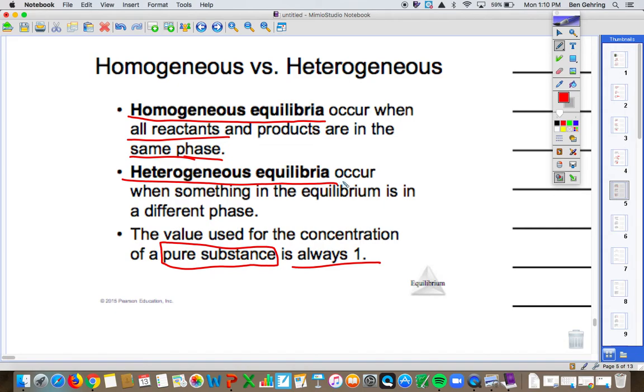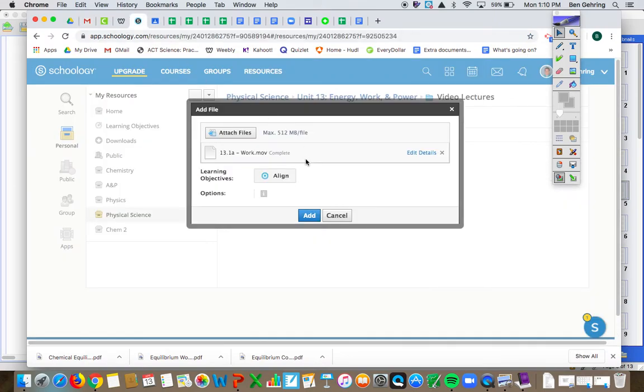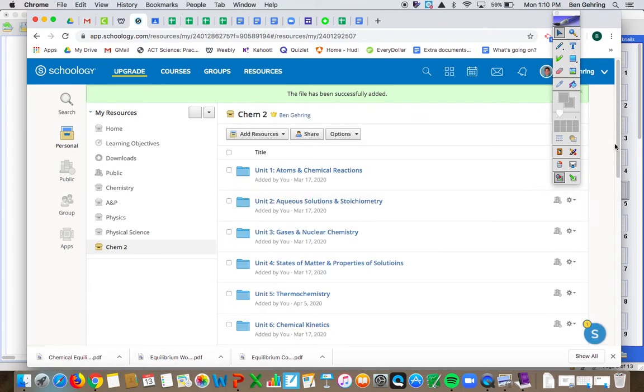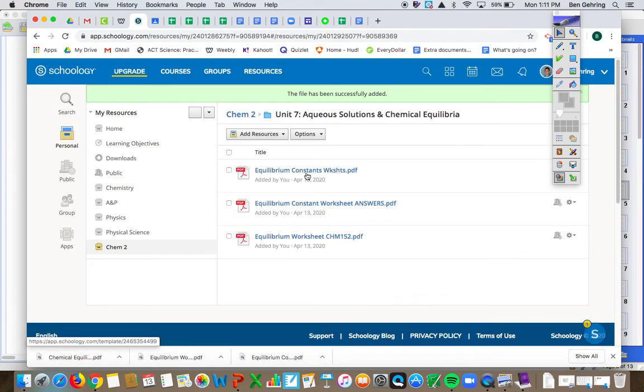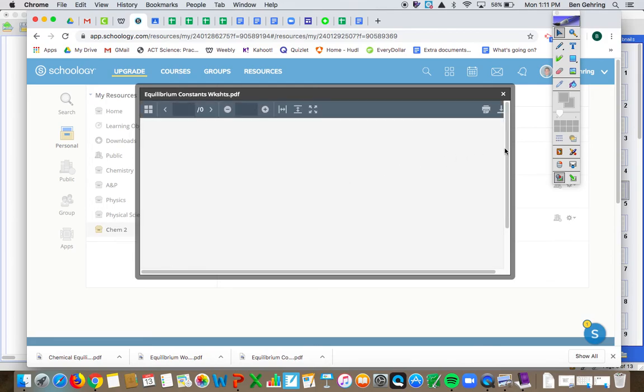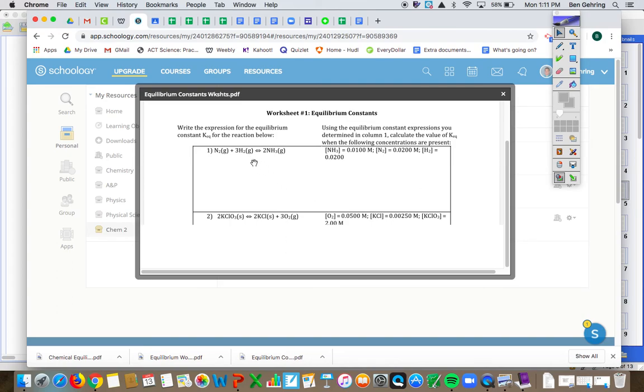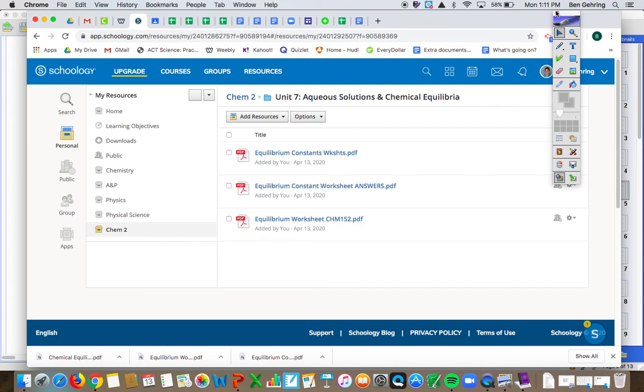I would like you to work through at least the first page of the worksheet, which is titled, I believe, the equilibrium constants worksheet. If you go into your homework here in chemistry, and you go down to aqueous solutions and chemical equilibria, I would like you to do the first page. So just these questions here. There should be 5 of them. There's actually 10. There's 5 on the left and 5 on the right. If you just do the left for now, that's fine. If you can do the left and the right, that means you're sitting really good with this. But that's what I'd like you to do for tomorrow.